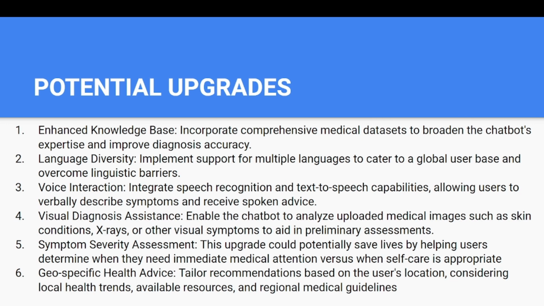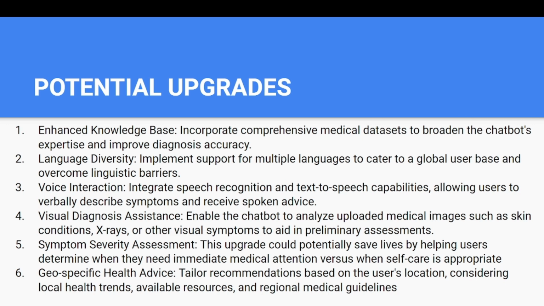We can train the model on a lot more data sets to broaden the chatbot's expertise and improve diagnosis accuracy. We can also use web scraping and scheduling to constantly keep updating the data so that the chatbot provides answers which are factual.